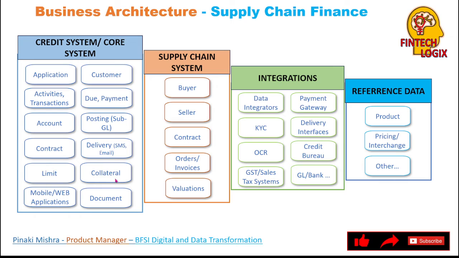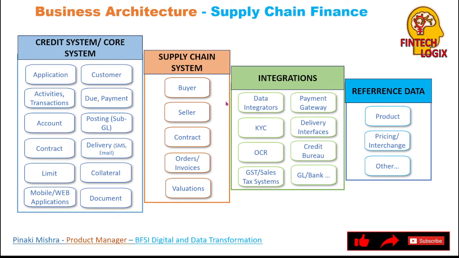Similarly, as supply chain finance would have some secured loans in it, we might need a collateral module and the document module to keep the documents which are generated or received by different parties. Now, with the modern digital lending system, we need mobile and web applications. These are mobile and web applications for borrowers or for your sales agents, your field officers, etc. So these should also be part of your credit and core system.